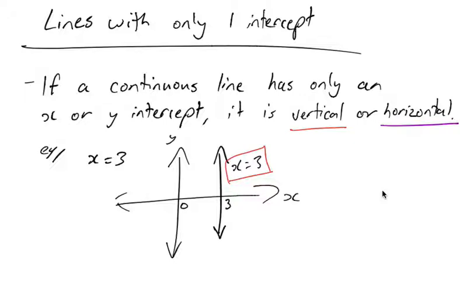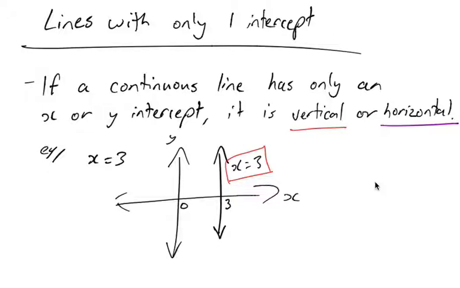Today we're looking at lines where we've only got one intercept and how we're going to sketch those. So the first thing to note is that if a continuous line has only an x or a y intercept, that is not both, it must be either a vertical or a horizontal line. Let's have a look at an example of that.